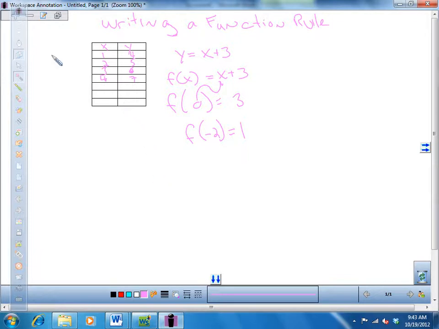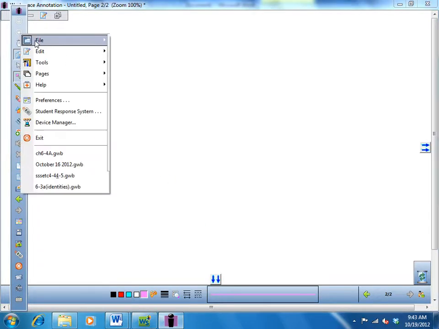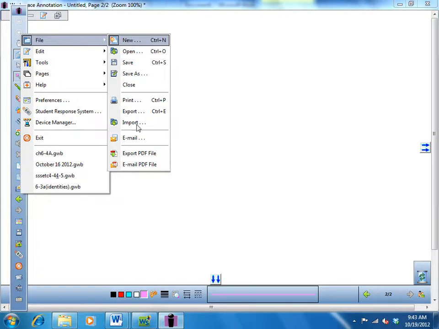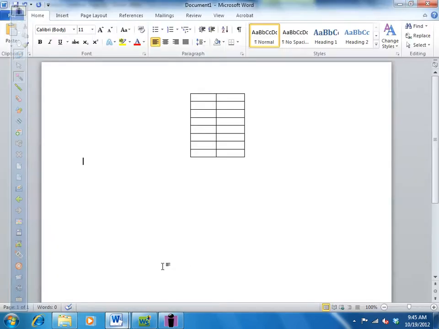Let's do another one. I want to get a new piece of paper. I want to get that table again. Will it let me do that? How can I keep bringing that thing up? Let's get another table. Hold on. Where'd my table go? There it is. There's my table.